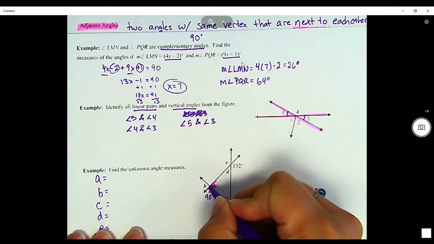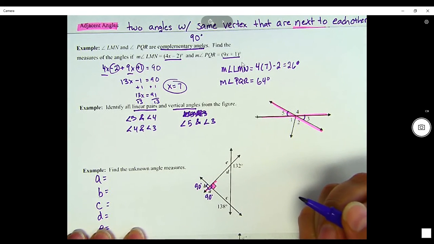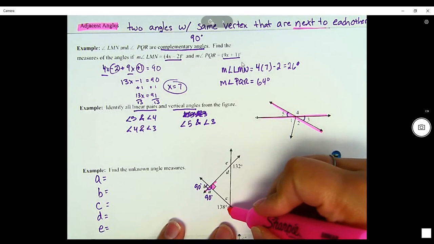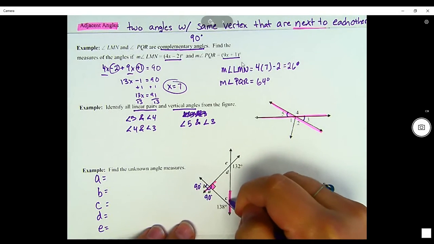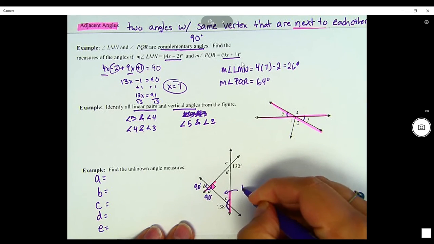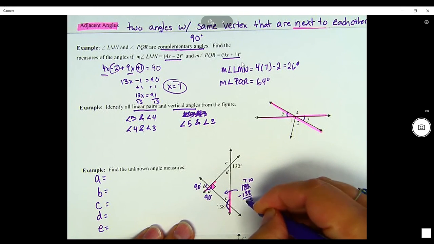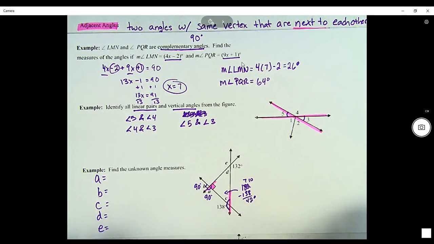Now across from that box, as a vertical angle, is B. So B is also 90 degrees because they are vertical angles. Now C, you'll notice, is on the same line as this angle here that is 138 degrees. And so because these are supplementary, because this is a linear pair, to find C, you're going to take 180 and subtract 138. 42 degrees. So that's the answer for C.